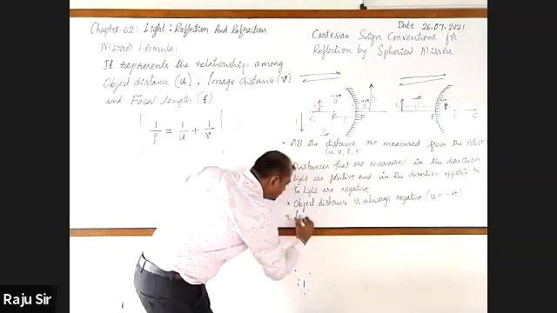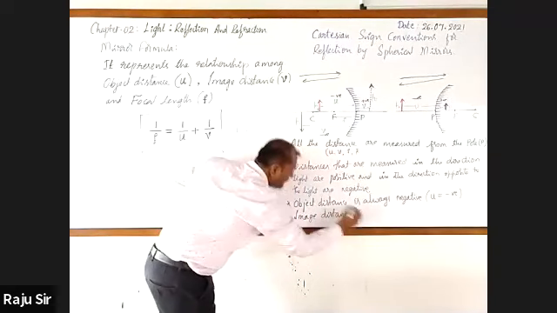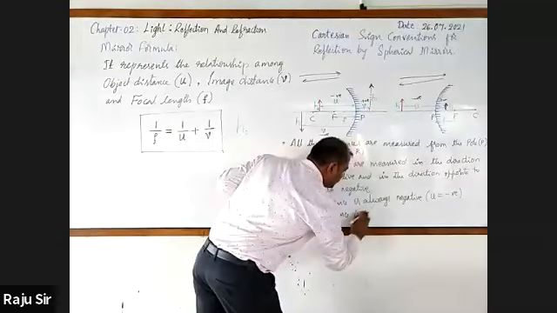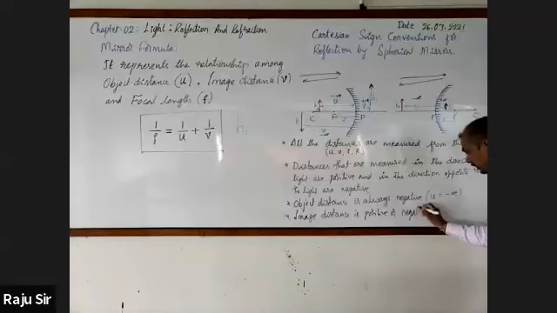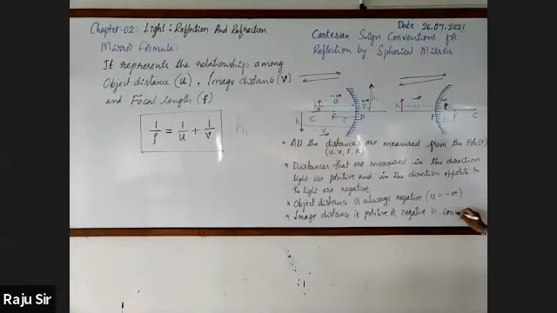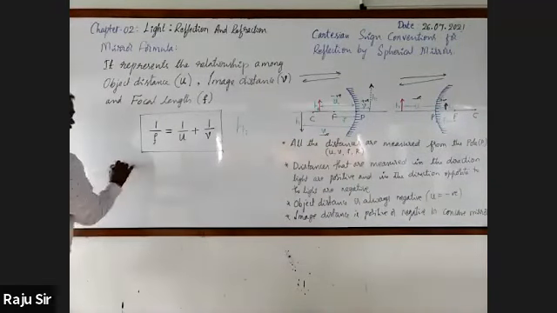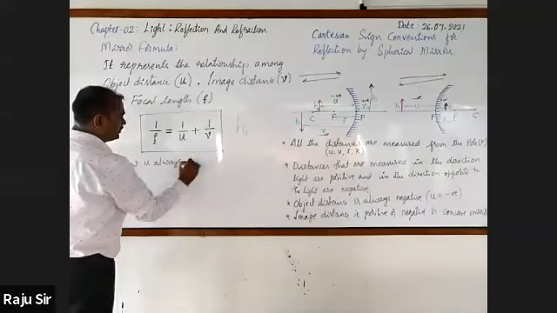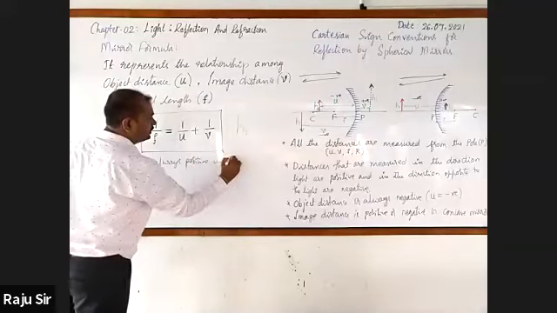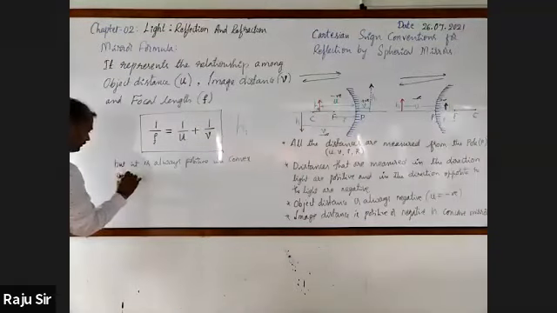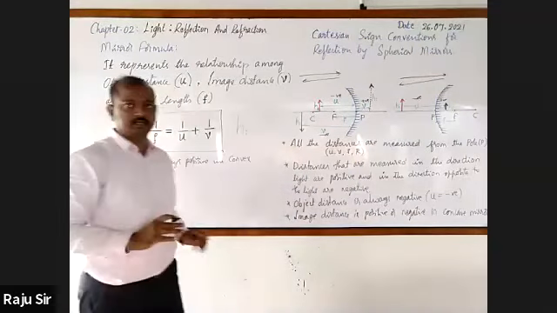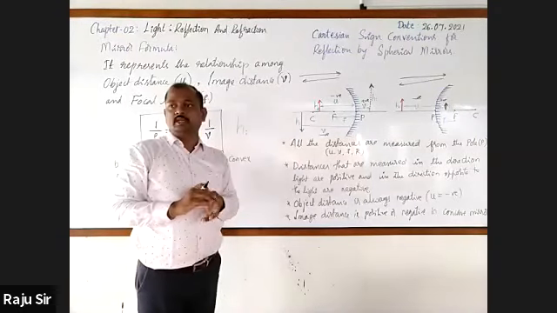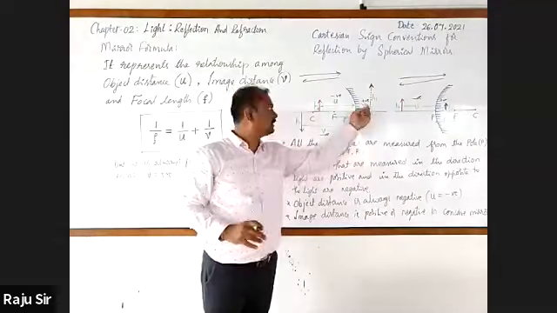Right. Image distance is positive or negative in concave mirror, but it is always positive in convex mirror. In bracket, v is equal to positive for this. It may be positive or negative. I mean, in case of concave, all the image distances are negative only, except one case, where it is positive.